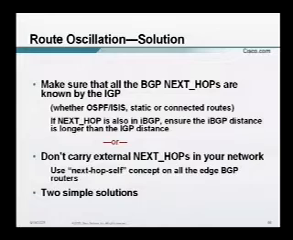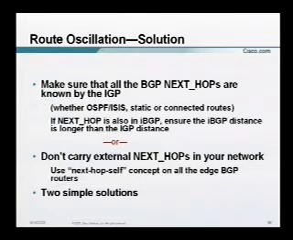So make sure that all the BGP next hops are known by the IGP, whether it's OSPF or ISIS, or static or connected routes. The next hop is also an iBGP. Ensure the iBGP distance is longer than the IGP distance. That catches a lot of people out. I mean, when the iBGP distance is set much, much smaller than, say, OSPF or ISIS, you can end up with this problem, because iBGP becomes more important than the IGP, which, quite frankly, it should never be.